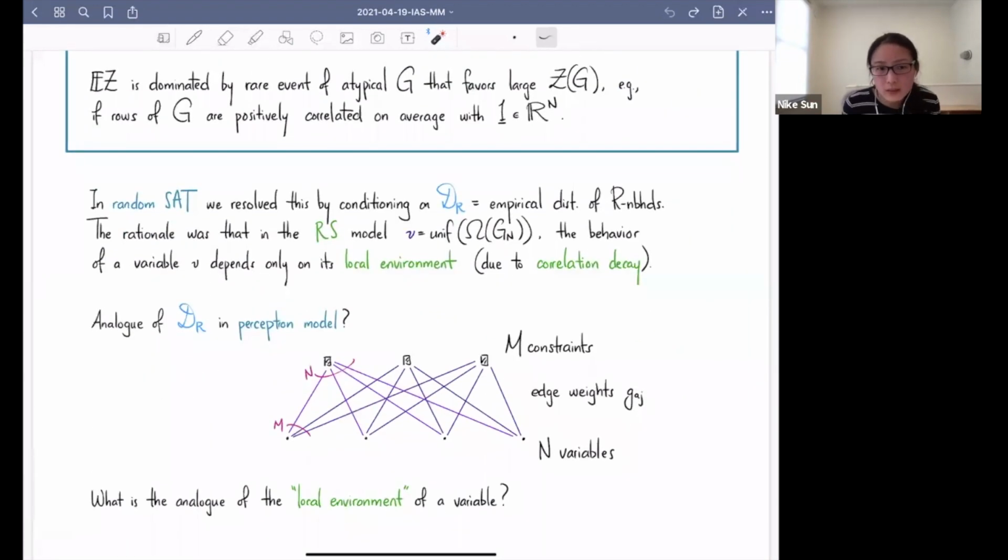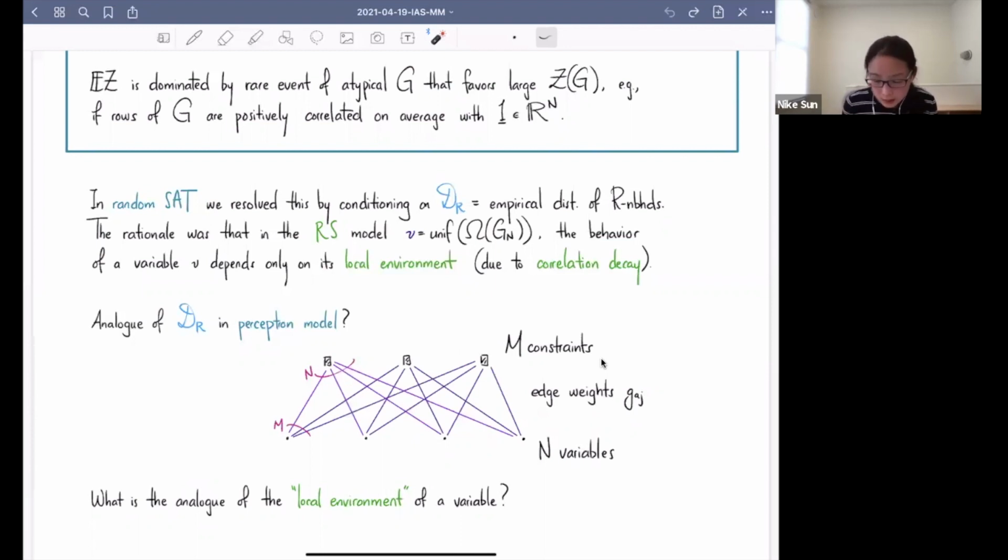In random SAT, as I said, we resolved this issue by conditioning on the empirical distribution of neighborhoods. The rationale was that we had a replica symmetric model by moving to this model of solution clusters. In the replica symmetric model, the behavior of a variable depends only on what it sees in the local environment. So if we condition on the randomness in the local environment, we shouldn't have this issue of extra fluctuations.